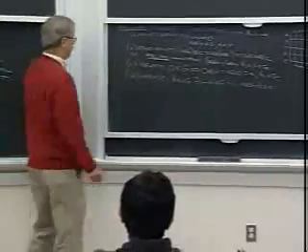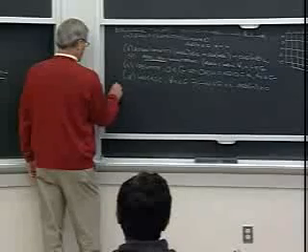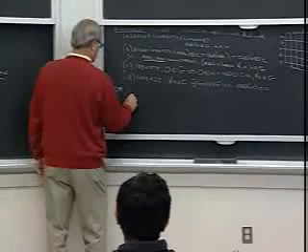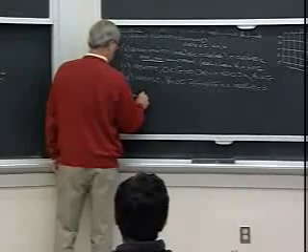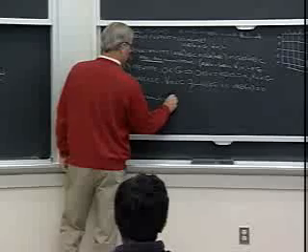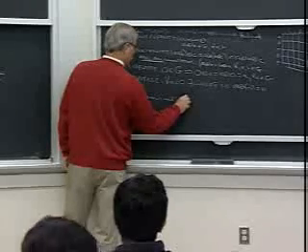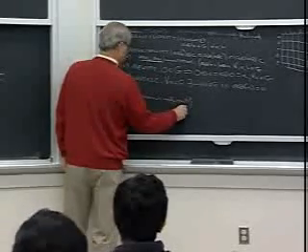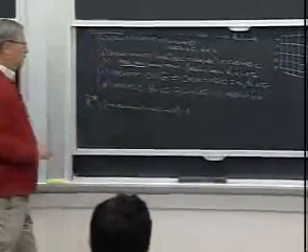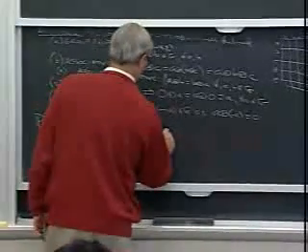But otherwise, a good example to think about is R star, the non-zero reals under ordinary multiplication, which is a group. Is it an abelian group? Is AB equal to BA? Yeah. So this is an infinite abelian group.